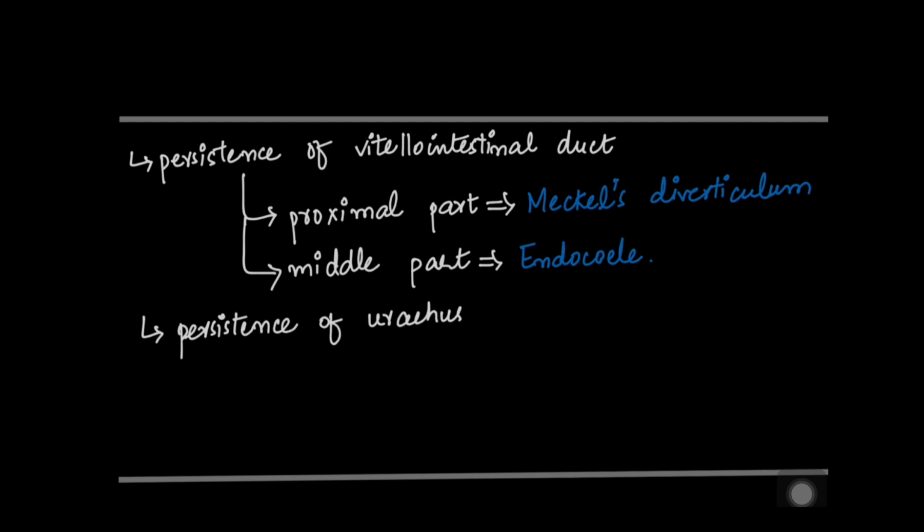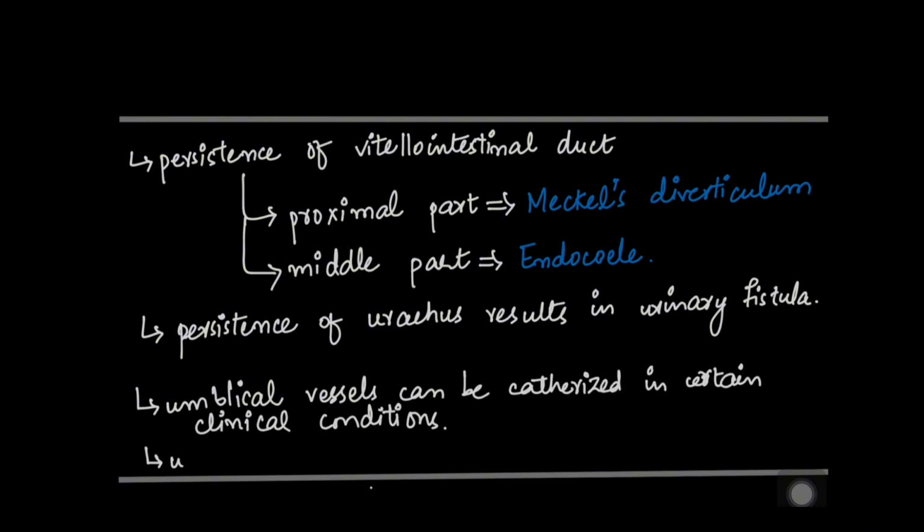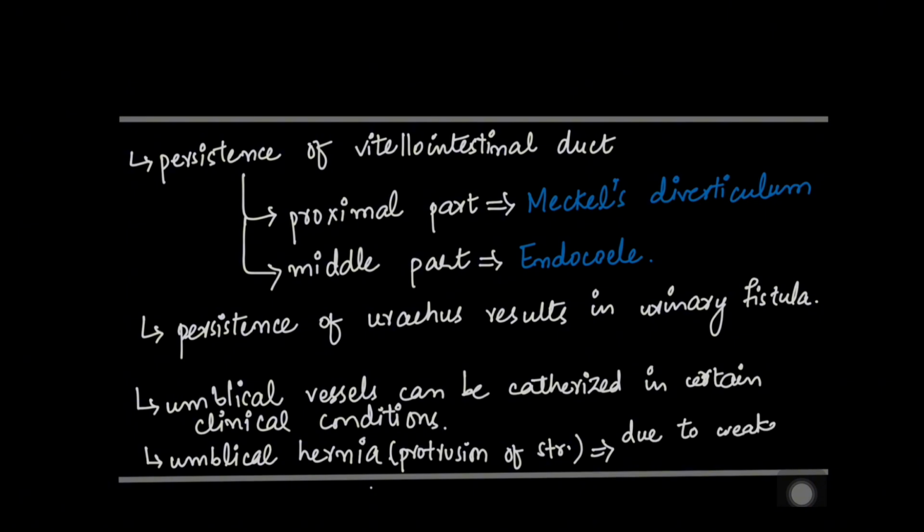Persistence of the urachus results in a urinary fistula. Umbilical vessels can be catheterized in certain clinical conditions. Umbilical hernia is a very important clinical point. It is basically protrusion of structures through the umbilicus, and it happens due to weakening of the umbilicus or the normal umbilical scar.